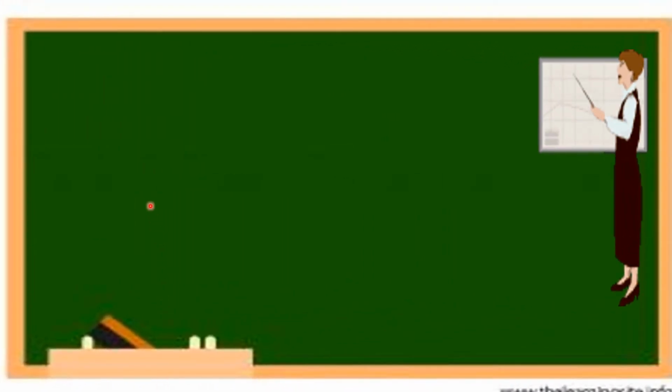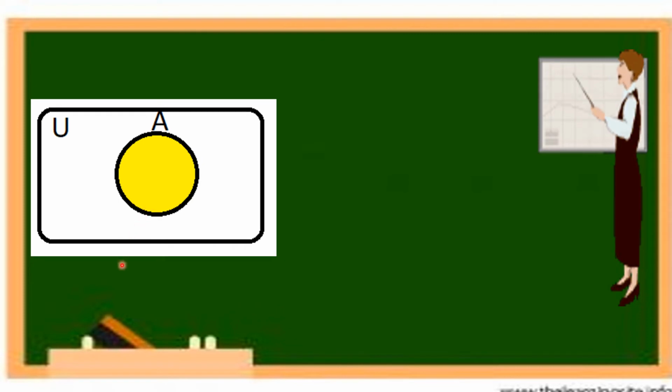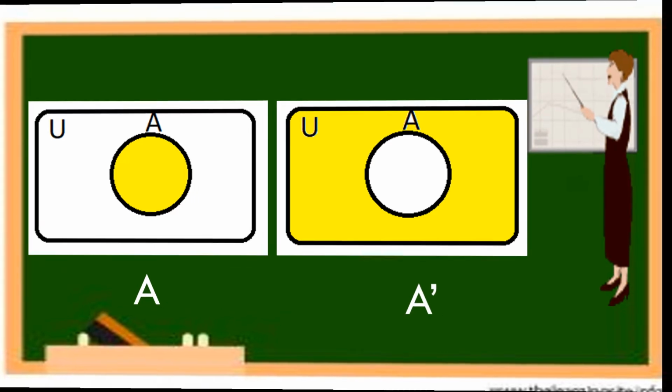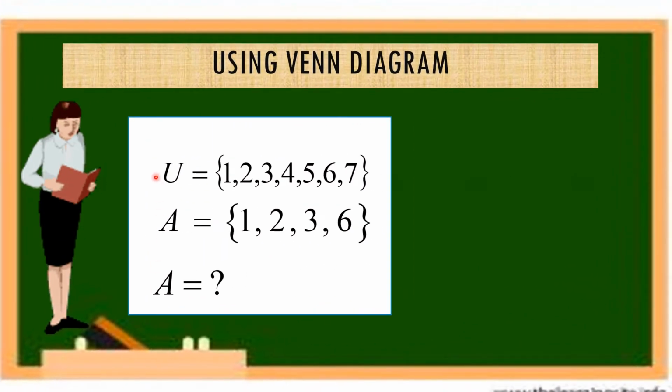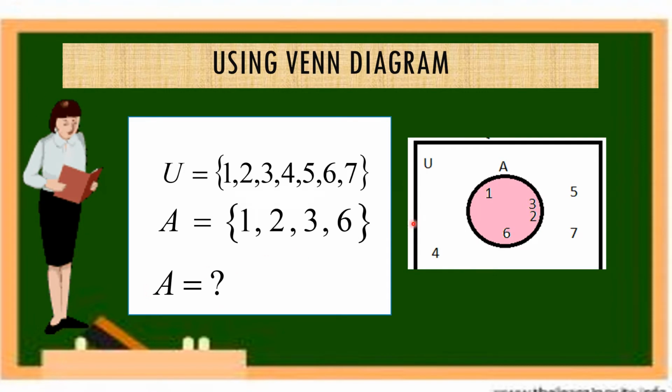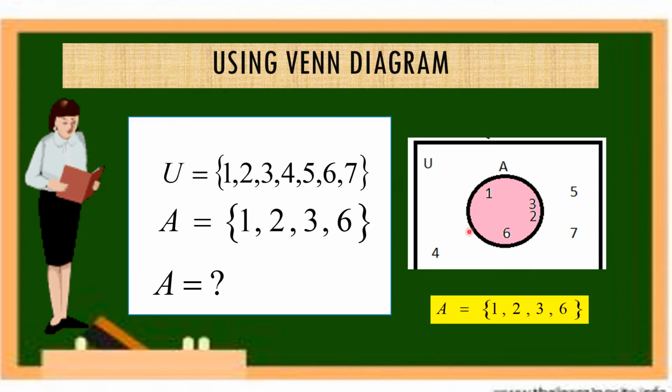So we have the Venn diagram for set A and A prime. We have set U and set A. We need to make a Venn diagram of set A. This is our Venn diagram for set A. Set A is a set whose elements are 1, 2, 3, and 6. We need to shade the whole circle.